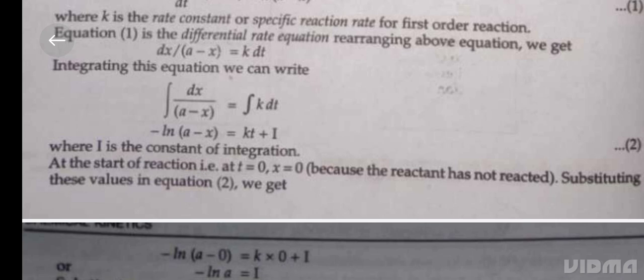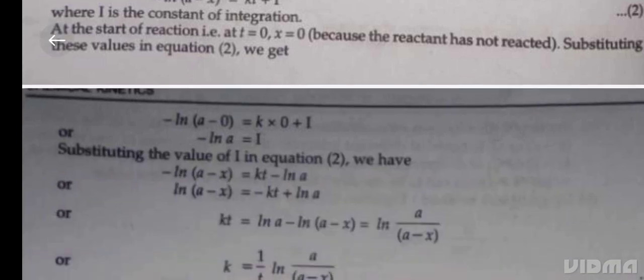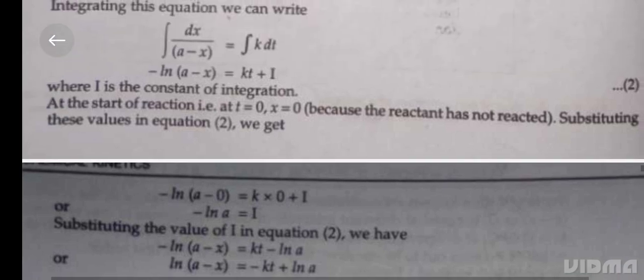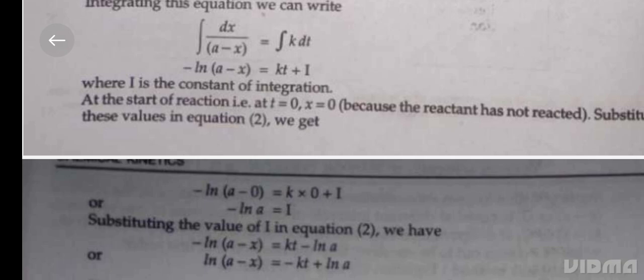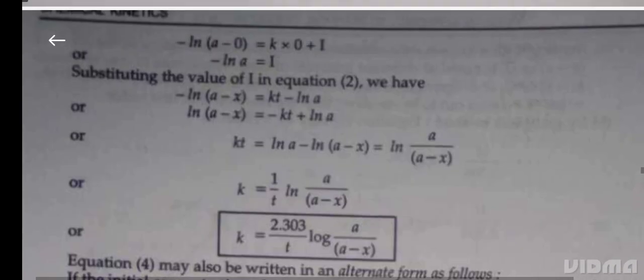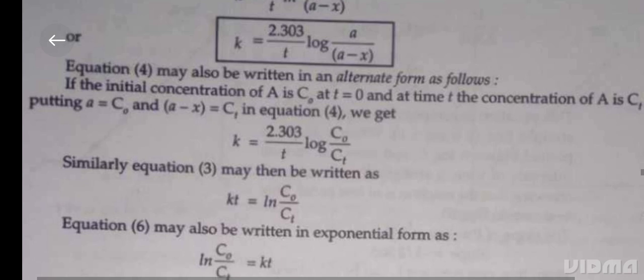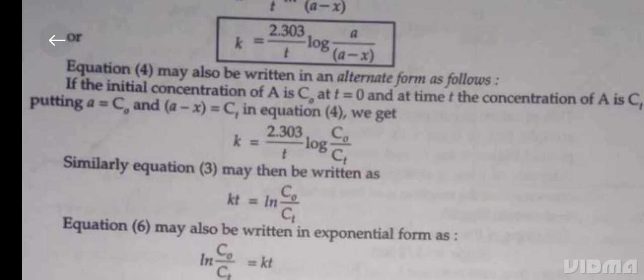Rearranging the above equation, we get dx upon a minus x is equal to K dt. Integrating this equation, we get minus logarithm of a minus x is equal to Kt plus I, where I is the constant of integration. At the start of the reaction, at t is equal to 0, x is equal to 0. Substituting these values in equation 2, we get minus logarithm of a is equal to I. Substituting the value of I in equation 2, we have K is equal to 2.303 upon t log of a upon a minus x.